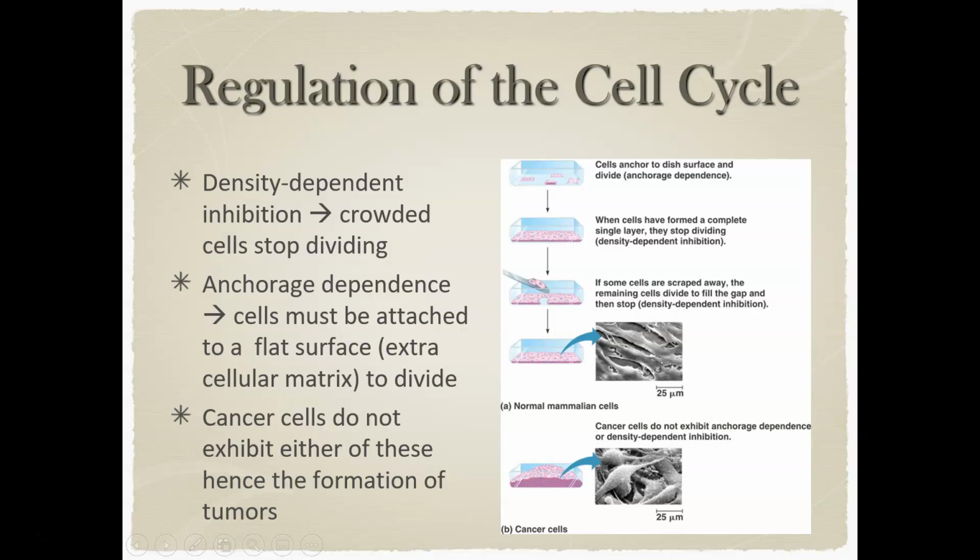And that's this idea of density-dependent inhibition, right? Inhibition means to stop something. You're not allowed to proceed. So if we're density dependent, we're dependent on the number of cells surrounding us. They should fill in so that everybody's touching each other, but nobody's crowding over top of each other.